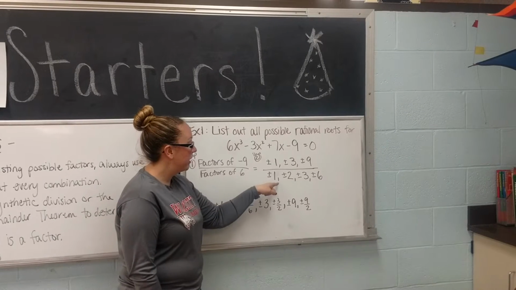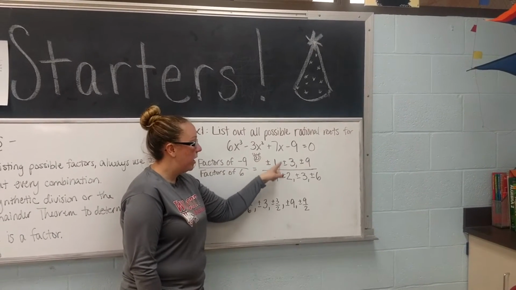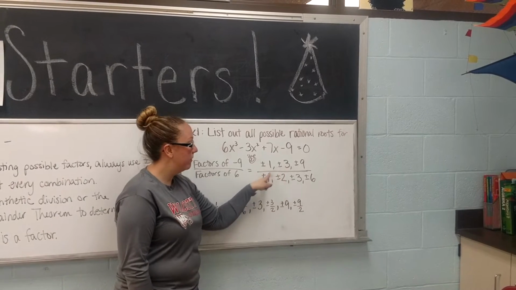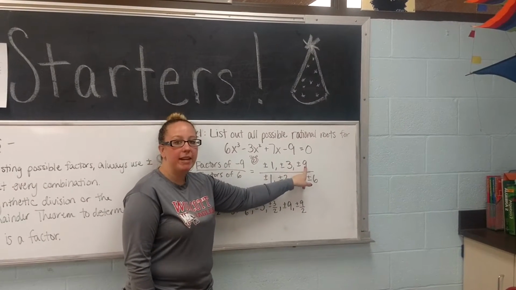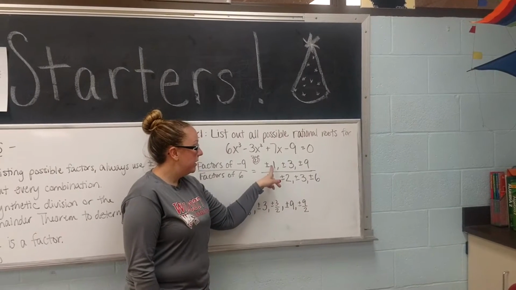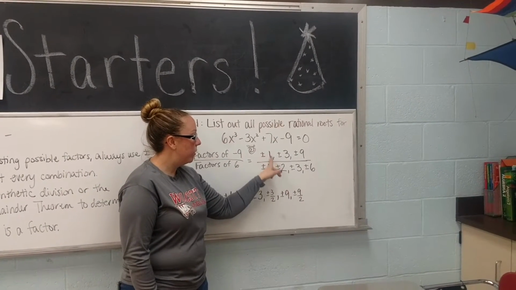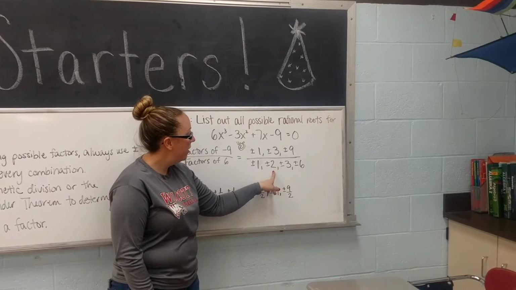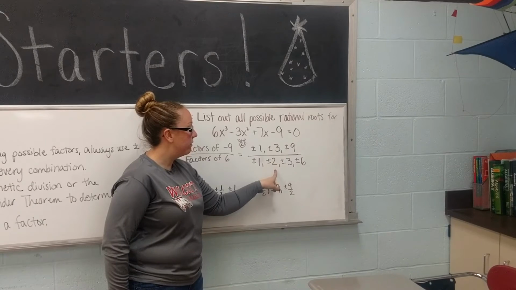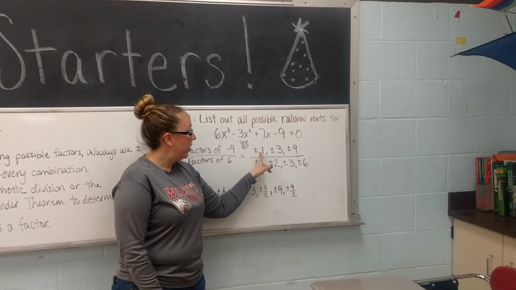So when we list them out, we're going to list them as plus or minus 1, because 1 over 1 is 1. Plus or minus 3, 3 over 1 is 3, plus or minus 9, because 9 over 1 is 9. Then we're also going to list them as plus or minus 1 half, because you have 1 over 2. Plus or minus 3 halves, you have 3 over 2. Plus or minus 9 halves, you have 9 over 2.